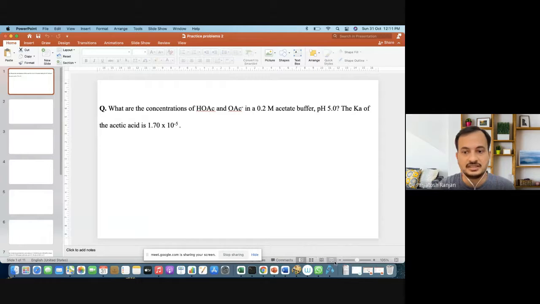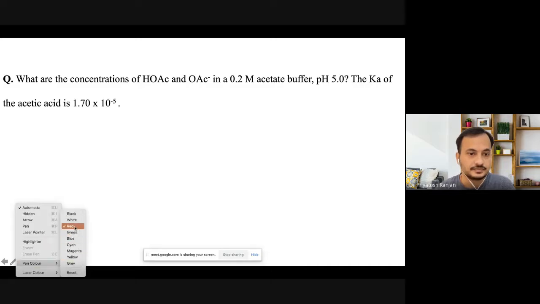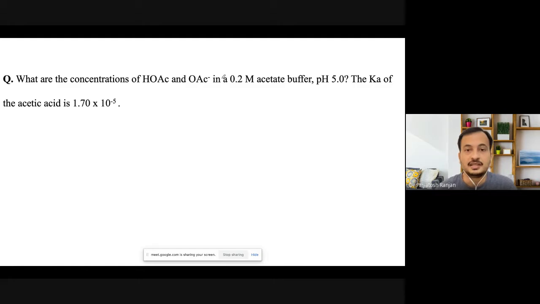Now if you see the first question, in this particular question, it has been asked what are the concentrations of acetic acid, which they have represented in the form of HOAc, and its conjugate base, that means the acetate, in a 0.2 molar acetate buffer. They have given the pH value of 5 and the Ka of acetic acid, which is 1.70 into 10 raised to the power minus 5.